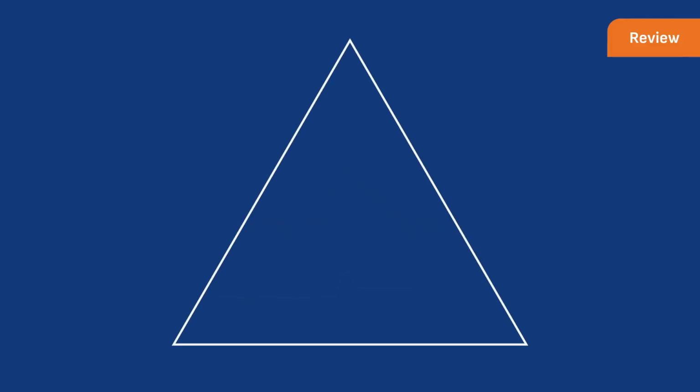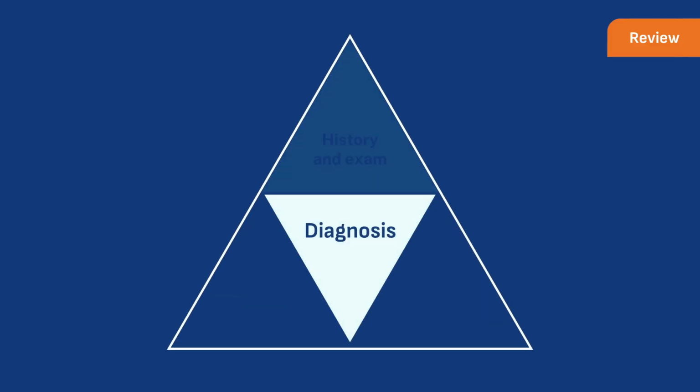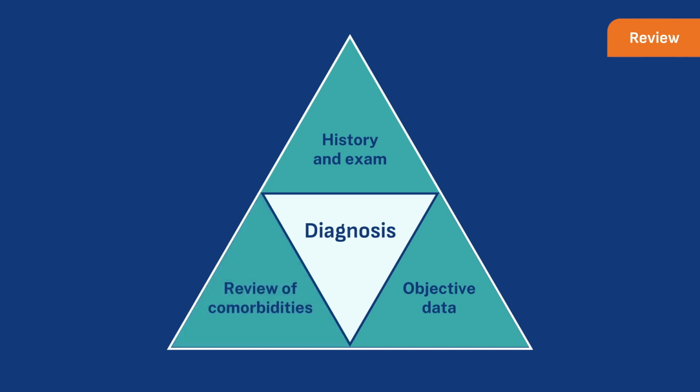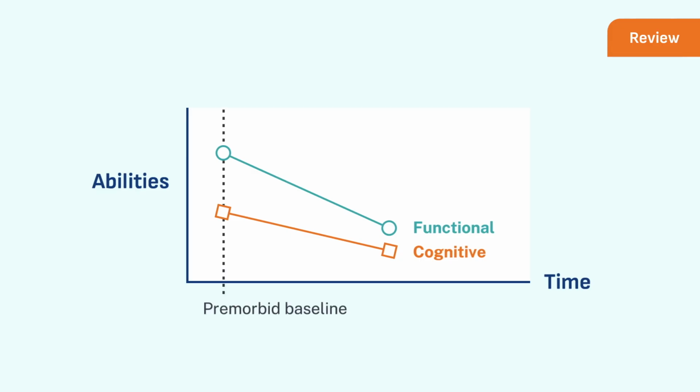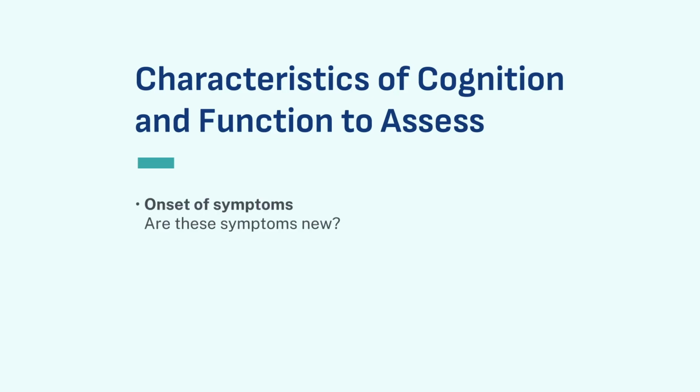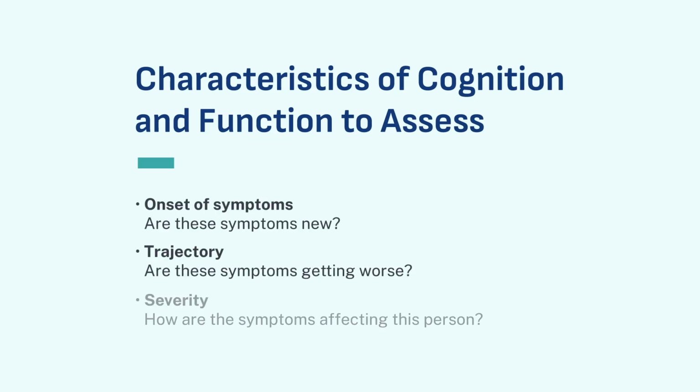So to review, there are 3 main components to making a diagnosis: history and exam, objective data, and review of comorbidities. By examining those, you can establish a premorbid baseline and determine if your patient's symptoms of cognitive and functional decline are new and progressive. You should also understand now how your assessment of onset of symptoms, trajectory, and severity of the symptoms will also inform your diagnosis.